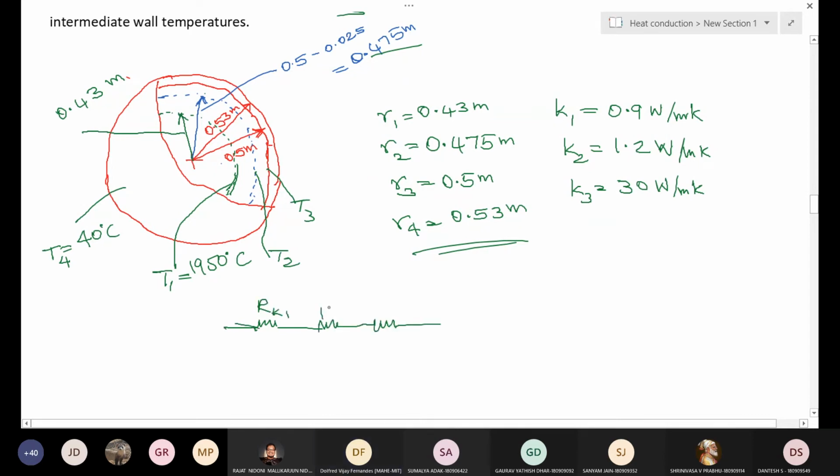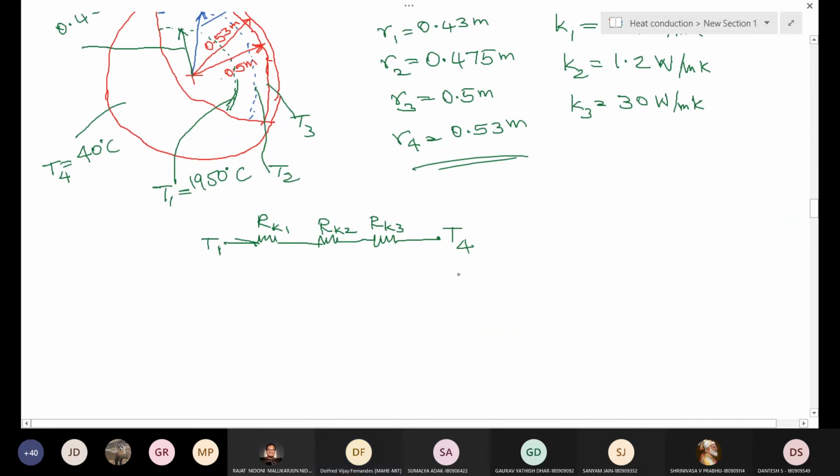RK1, RK2, and RK3. Temperature here is T1, that is 1950, and here temperature is T4, that is 40 degrees centigrade. Find out RK1. R2 minus R1 divided by 4 pi K1 R1 R2. Substitute.